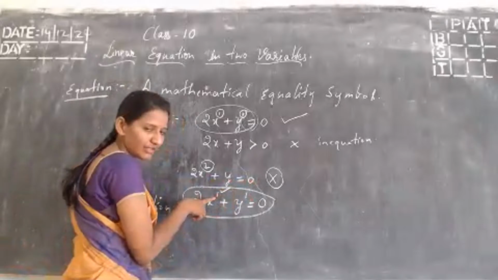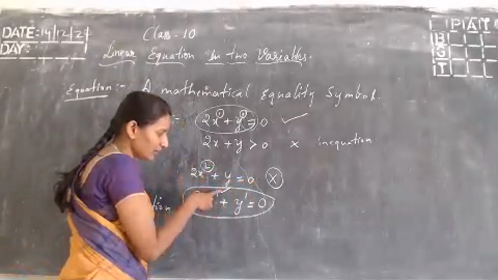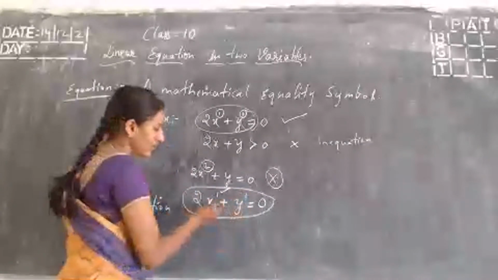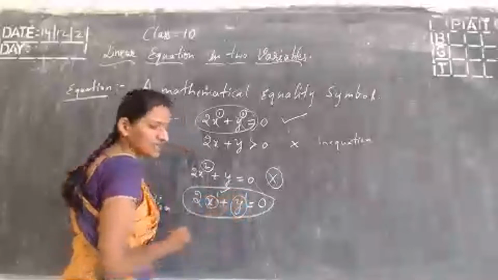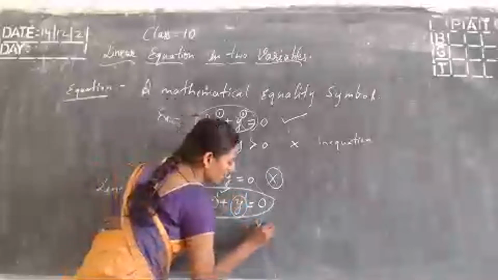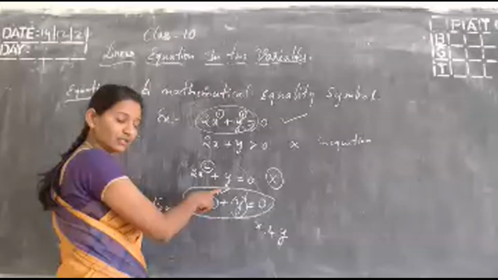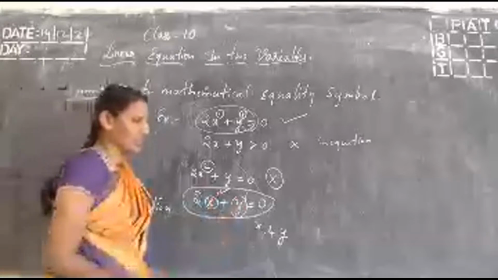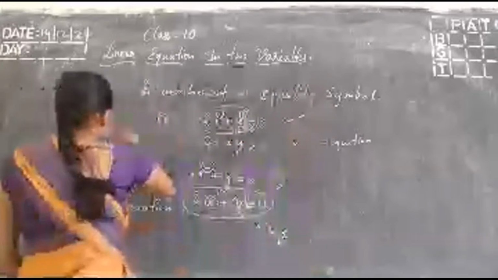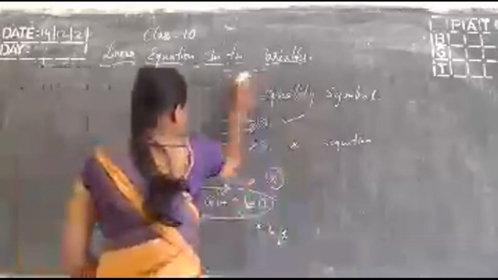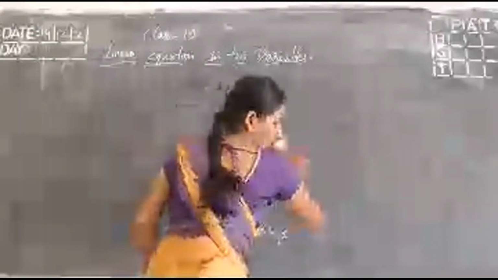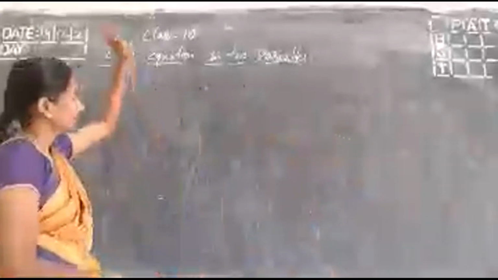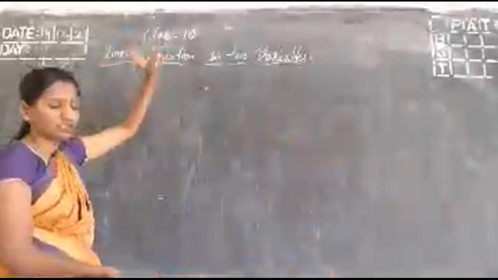Here, we are having the power of the variable as 1. What are the variables? X and y are the variables. The power of the variable should be 1. That is called a linear equation. Okay. Next. Now, equation is over. Linear equation you have to know.